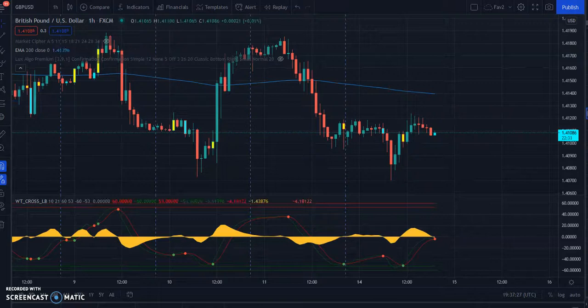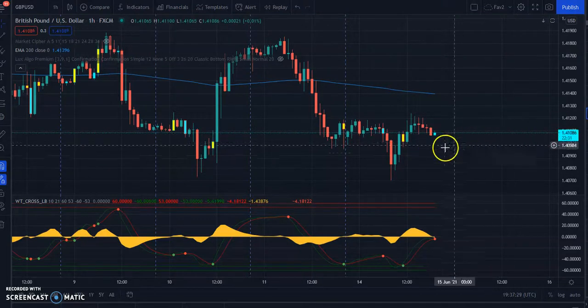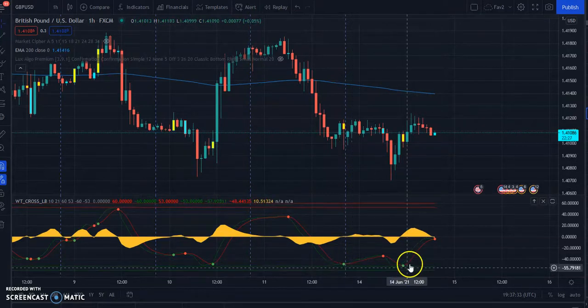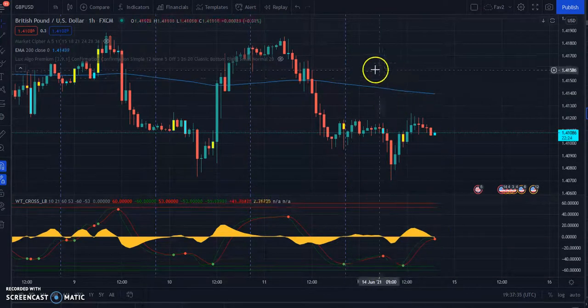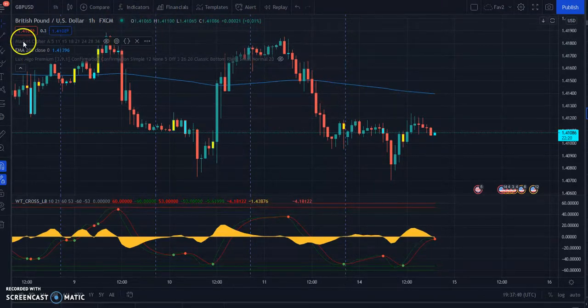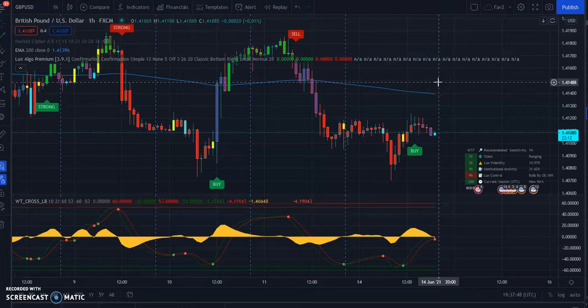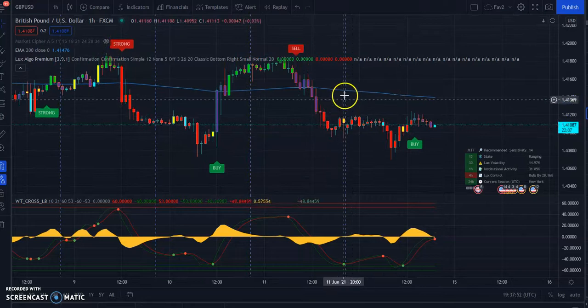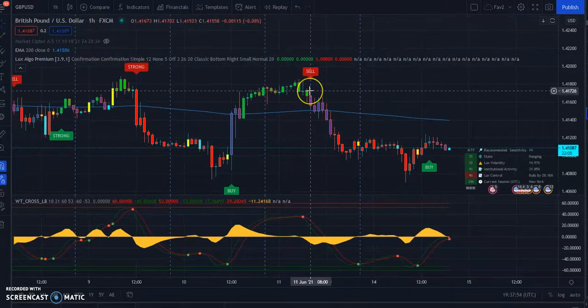Let me see here, this is GBP USD. It's also got a couple of indications here, but I wouldn't take these long because it's below the moving average. But let's turn on the Lux Algo at the same time and see if this matches any of it. You want to compare the two.